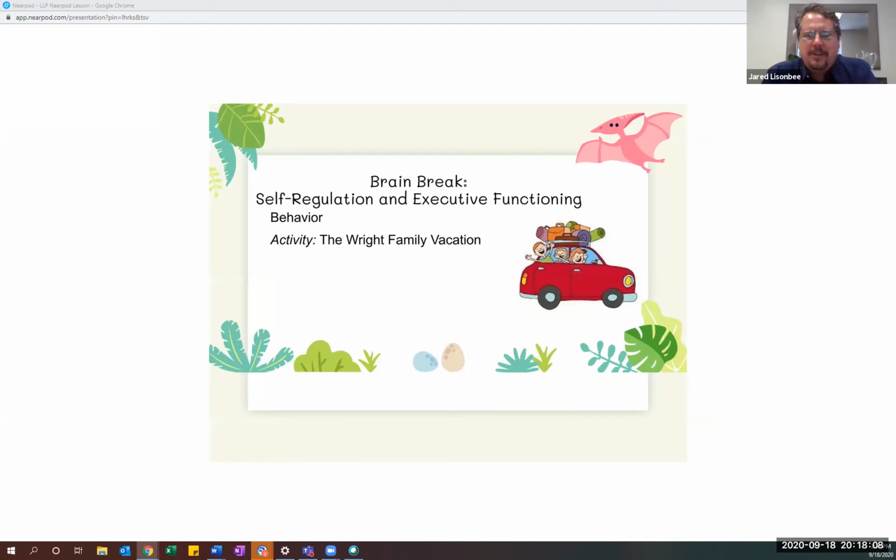Find a pen or anything, just something that you can hold in your hand for this activity. We're going to help demonstrate some of the self-regulation and executive functioning skills that all of you have hopefully developed. So, you all ready? Here's how this works. I'm going to read a little story about the Wright family.